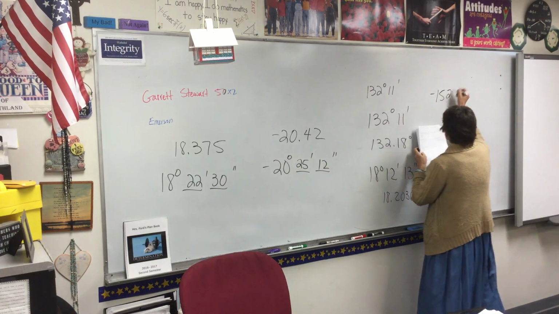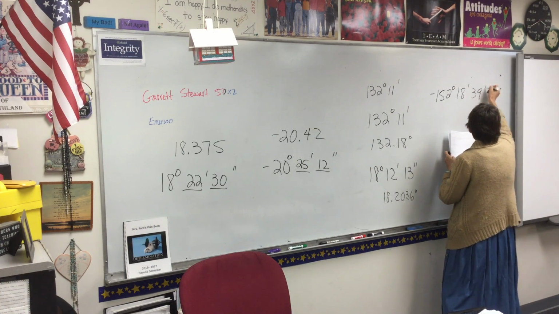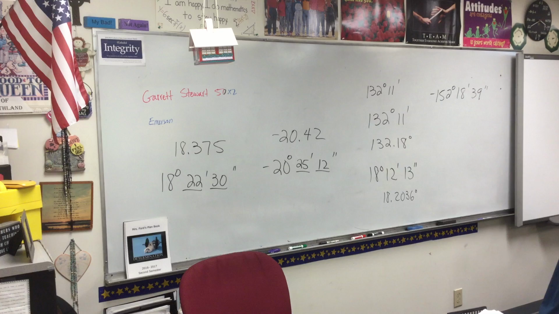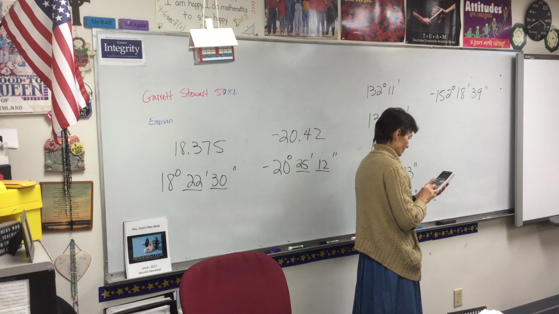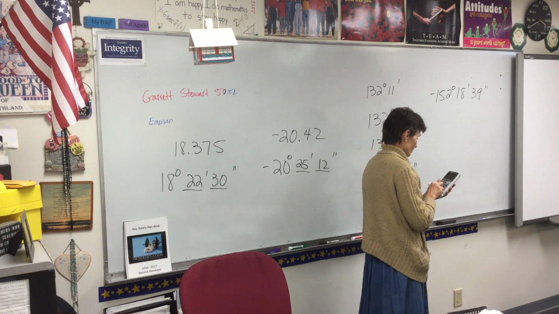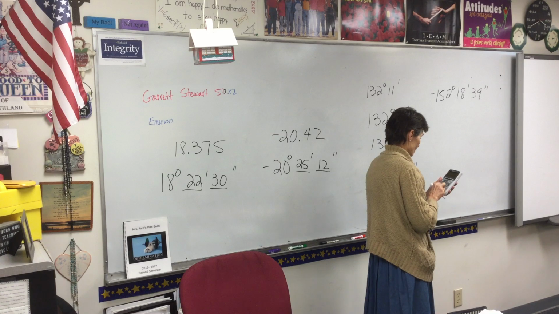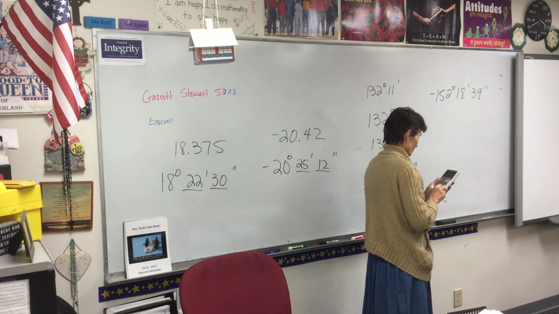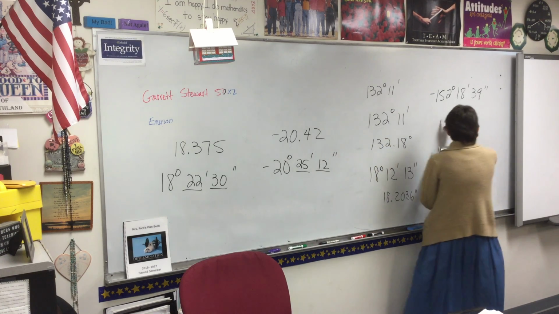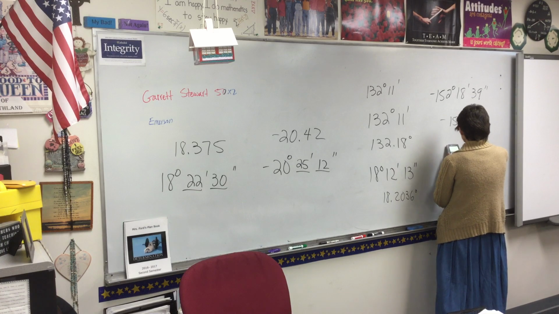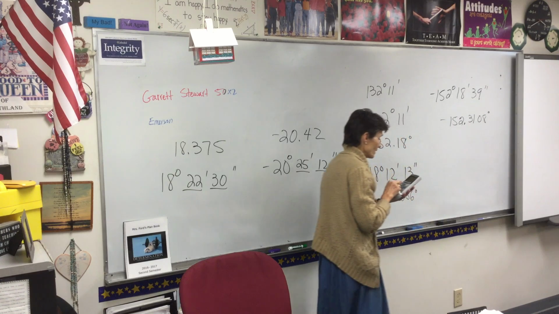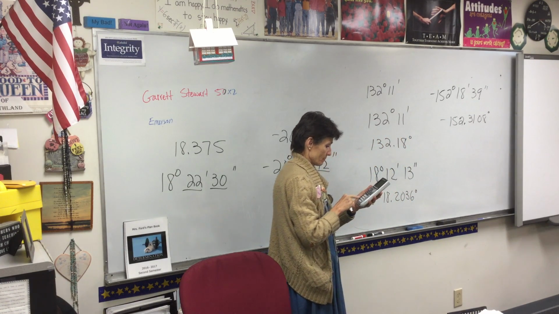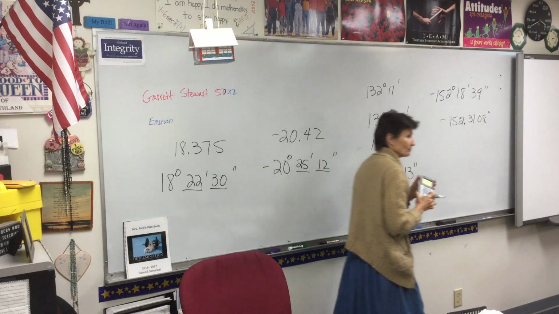Negative 152, 1839. Negative 152.3108. Is that what you got? I rounded it off, but yeah. You get that? Yes.